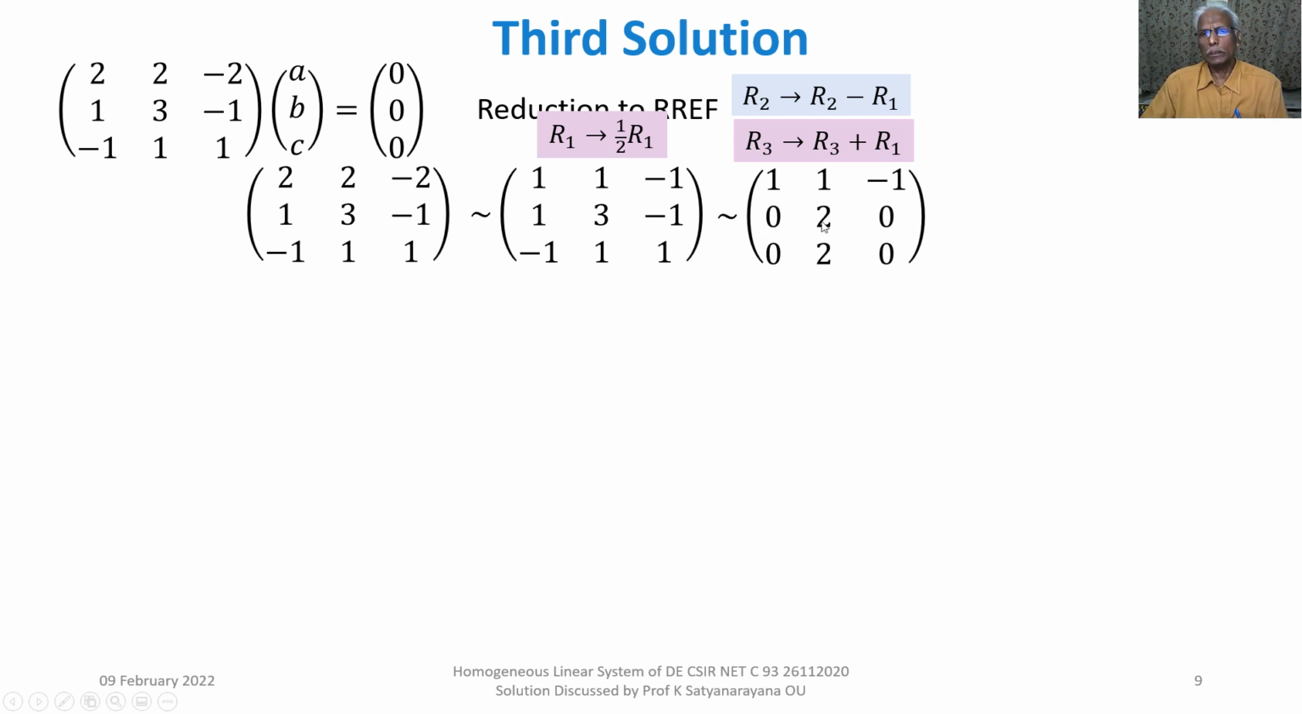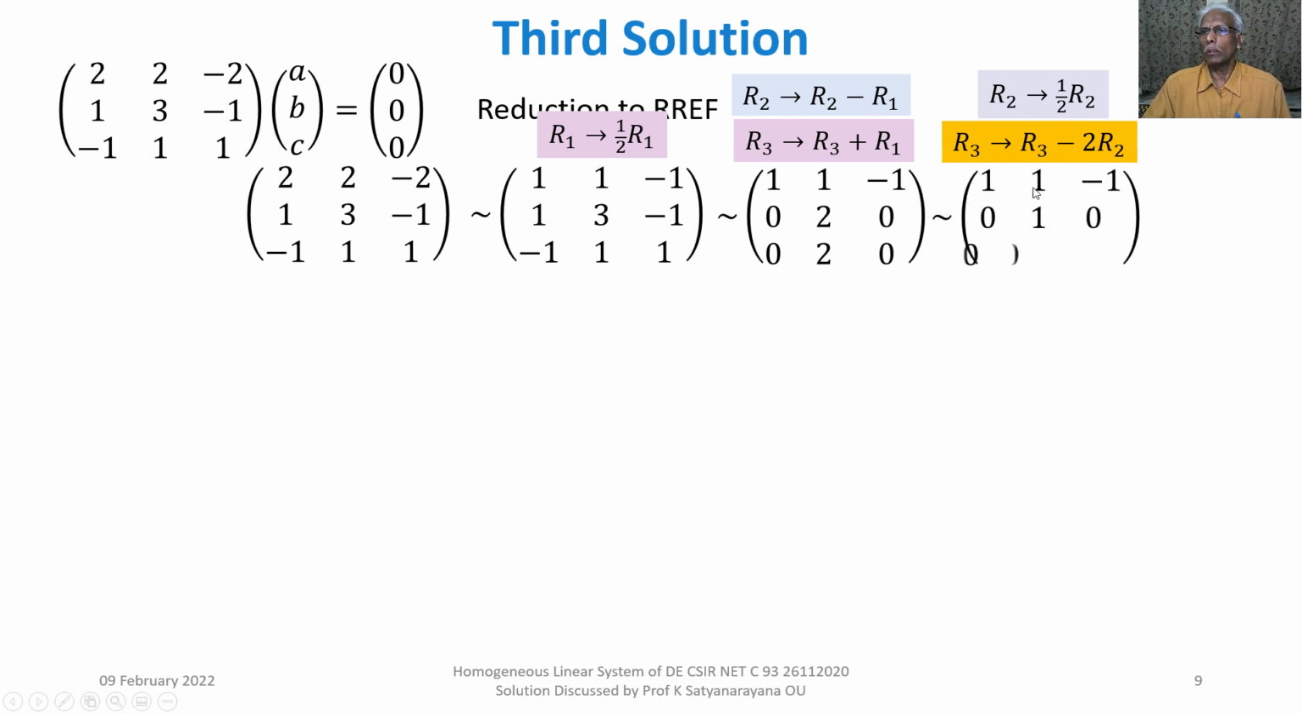What we do is divide all the entries of the second row by 2. That is, R2 is 1 by 2 R2. Thereby you will achieve 0, 1, 0 here. Then you make this 0, and that will be R3 is R3 minus 2 times R2, after making this as 1. So you will get this one: 1, 1, minus 1; 0, 1, 0; 0, 0, 0. This is the row reduced echelon form. This is the echelon we have.